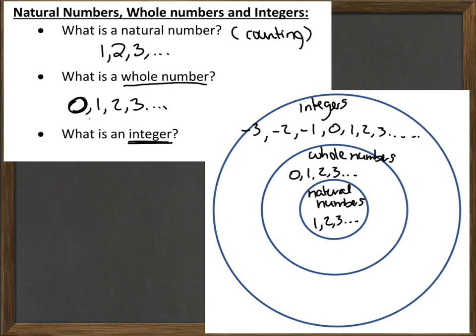But notice also that there are some integers that are not whole numbers, right? For example, -2. -2 is an integer, right? But it's not a whole number. Likewise, there's really only one number that's a whole number that's not a natural number, and that is 0. Okay.